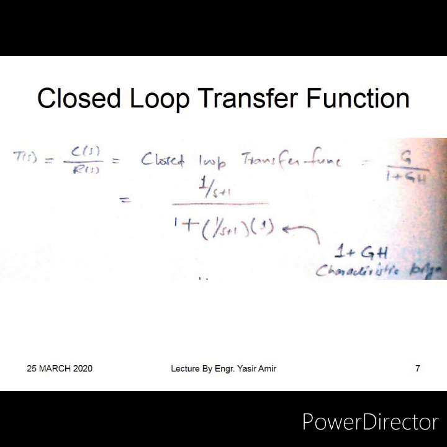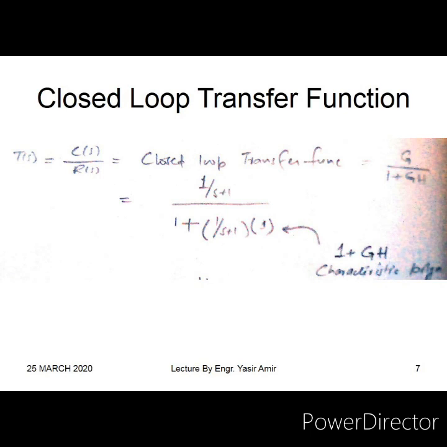Closed loop transfer function. Now here in this slide you can see that using the formula for the closed loop transfer function, G upon 1 plus GH, we get the closed loop transfer function for the system given in the block diagram in the previous slide. So the closed loop transfer function T(s) is equal to C(s) upon R(s), and that is equal to 1 upon (s plus 1) divided by 1 plus 1 upon (s plus 1) into 1.